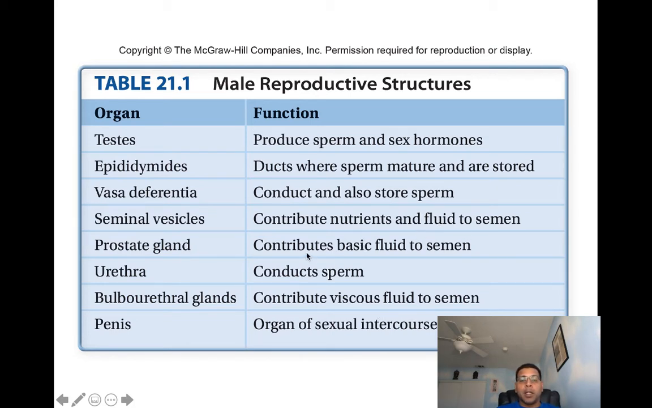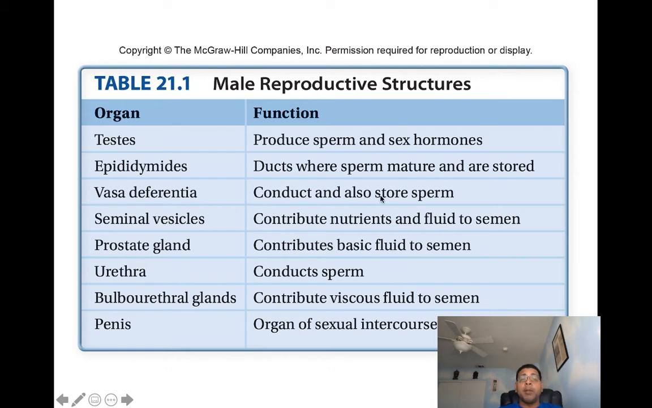So you can see here, the prostate gland contributes basic fluid to semen, and the bulbourethral glands contribute viscous fluid to semen. And we'll look at the urethra there as well. We've talked about the urethra before in relation to the urinary system. Here, not only is it conducting urine as we saw in the urinary system, but during ejaculation, it'll conduct sperm.